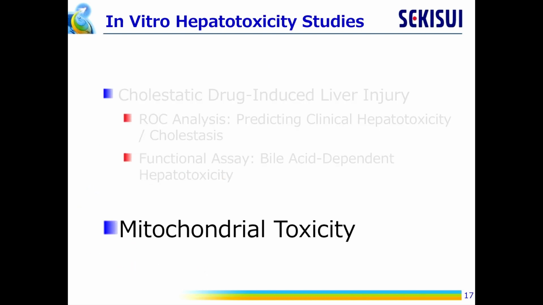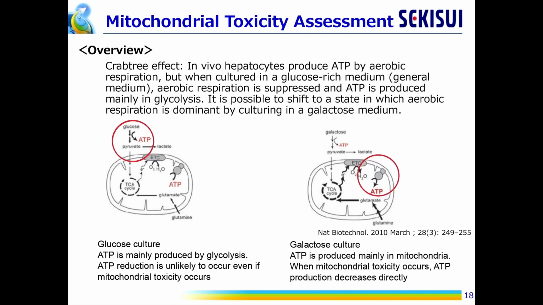Next, I'd like to introduce our study to predict mitochondrial toxicity, another important mechanism of hepatotoxicity. Let's start with an overview of the test system. This study utilized the Crabtree effect.